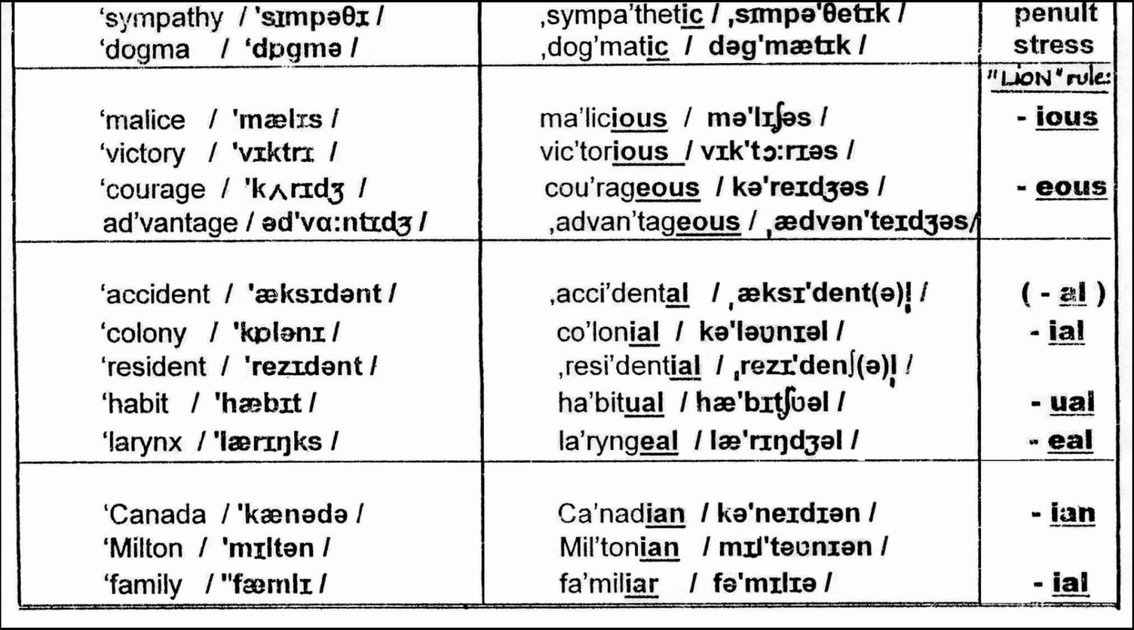Great. The last word is the word family. Family to familiar. So the stress shifted from fa to me. So we notice a vowel quality change from fa to fe. Fa in family to fe in familiar. And this is the only vowel quality change.